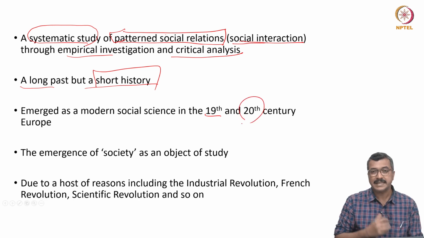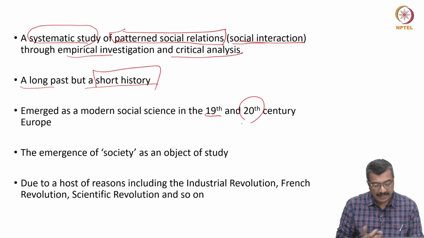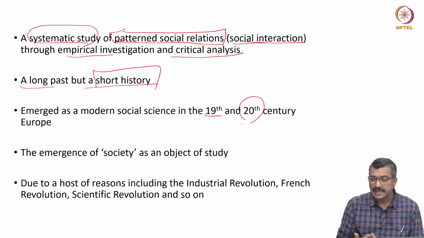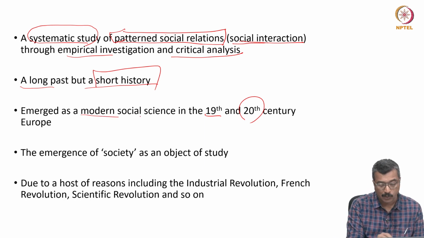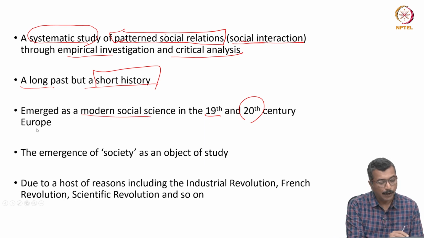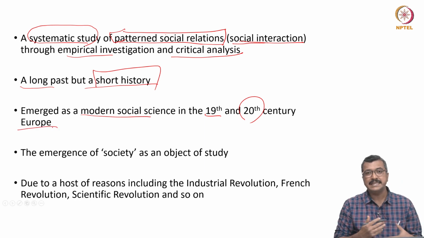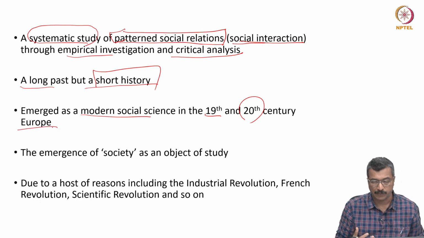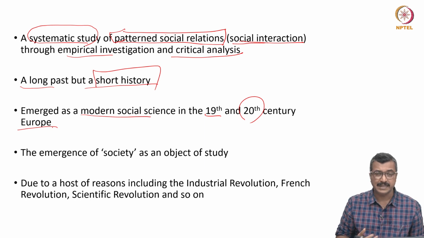So we understand sociology as a modern social science. It emerged with a number of other disciplines during the period of modernity. It emerged as a modern social science in 19th century Europe. So Europe is seen as the birthplace of sociology. But again, there are interesting discussions and debates.